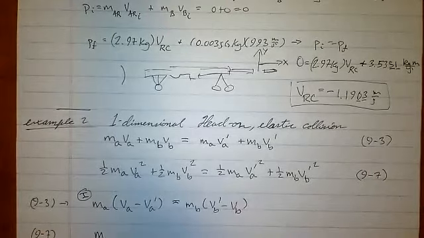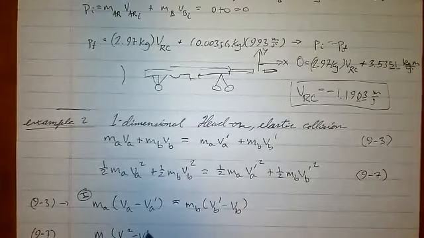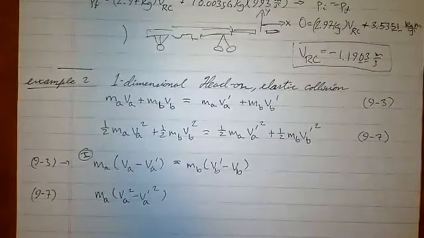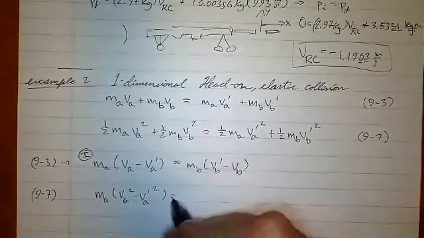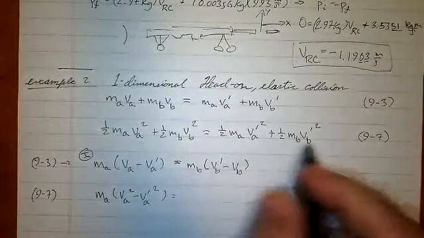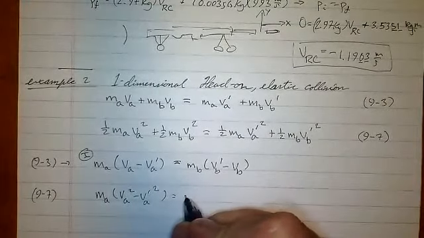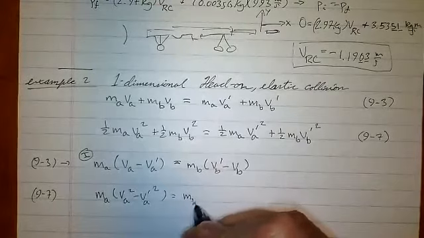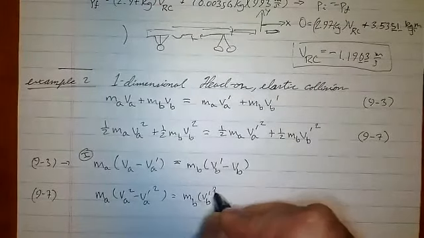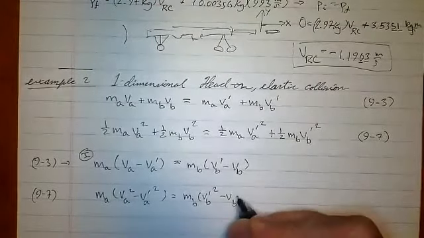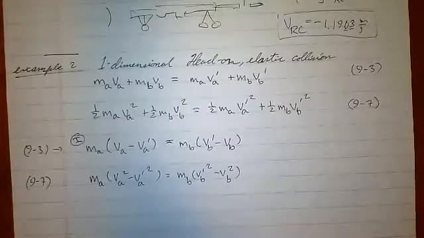I'm now going to write MA times VA squared minus VA prime squared. See how that sort of looks like this equation? And then I'm going to say that's equal to, the VB prime has to come first on this one too, so I'll say MB times VB prime squared minus VB squared. So that's nice, but not quite as nice as I'd like.